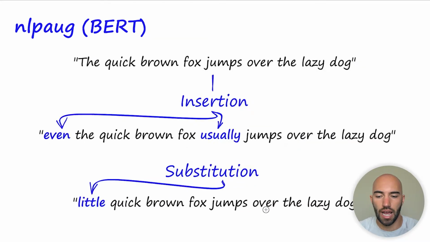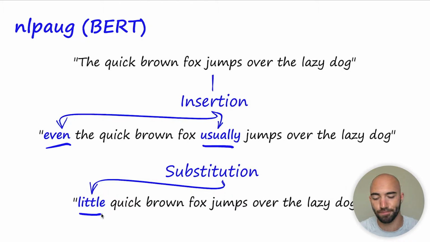Now, we don't have to use word2vec. We can also use contextual word embeddings like with BERT. And for me, I think these results look better. So for insertion, we get "even the quick brown fox usually jumps over the lazy dog." So we're adding some words there. It makes sense. That's, I think, good. Or substitution, and we're only doing one word here. And we're changing that to "a little quick brown fox" instead of just "quick brown fox." So I think that makes sense, and this is a good way of augmenting your data and creating more data from less.